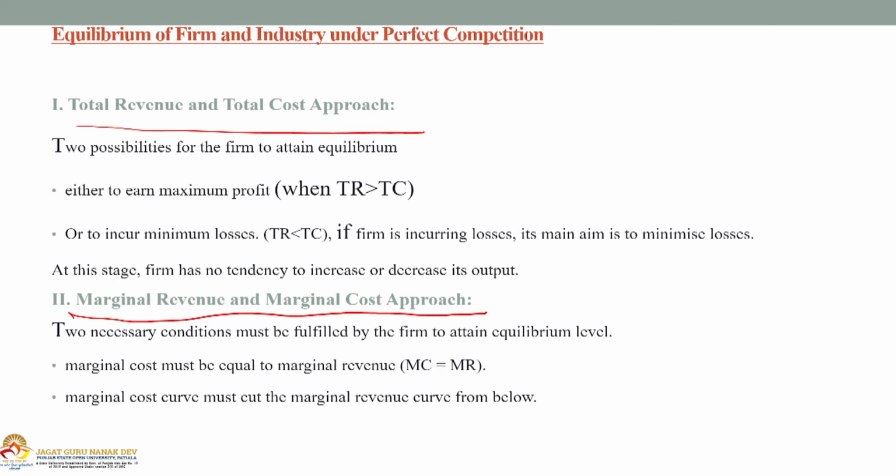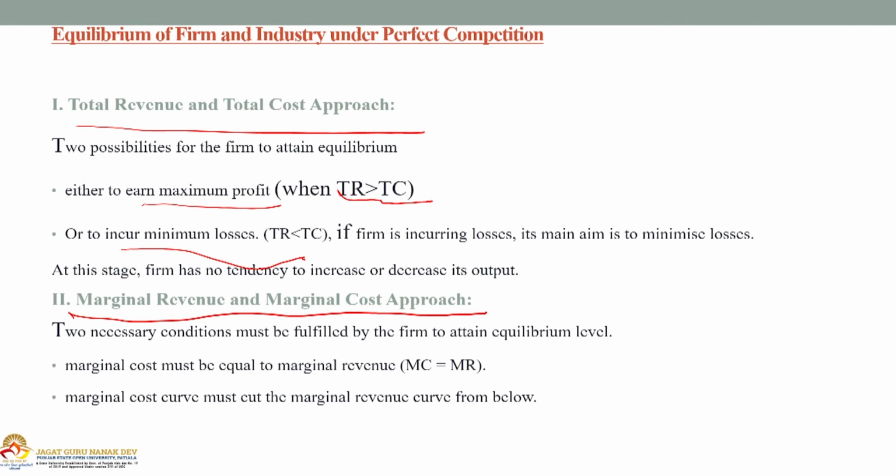In total revenue and total cost approach, two possibilities of the firm are there to attain the equilibrium. First is either to earn maximum profits. Maximum profits means total revenue is greater than total cost, or to incur minimum losses when total revenue is less than total cost. That is a situation of losses, but in this approach, we will focus on minimum losses. If a firm is incurring losses, its aim is to minimize the losses. At this stage, firm has no tendency to increase or decrease its output.